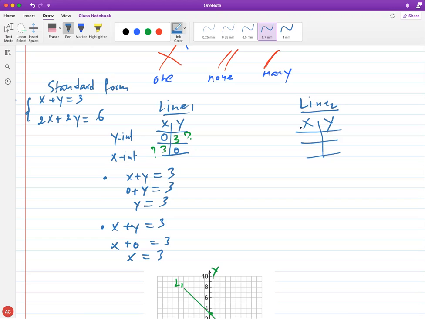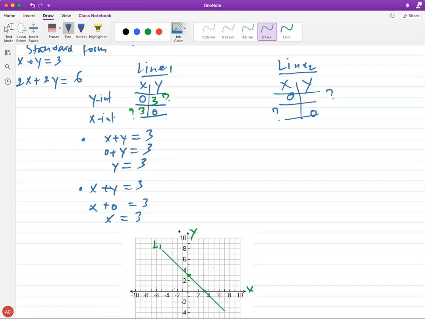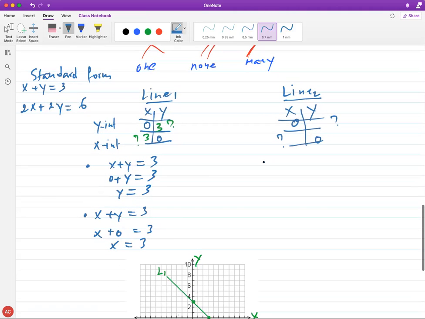So X and Y, again, put 0 here, and find the other numbers. So you're going to find this one, find this one. Once we complete this table, we're going to plug the points here and get the line. So again, we're working with line 2, so we're going to be using 2x plus 2y equals 6.